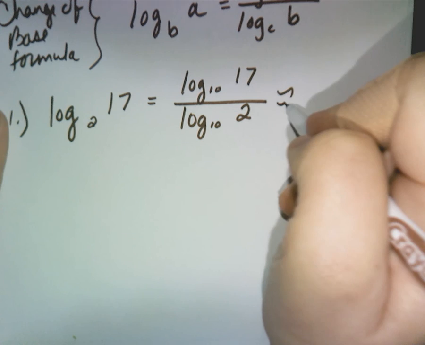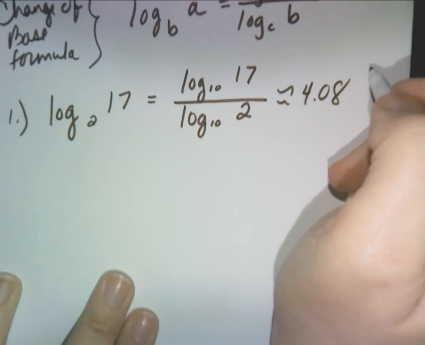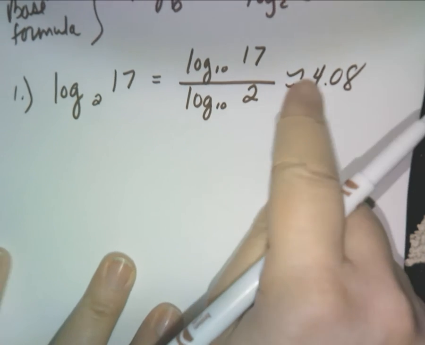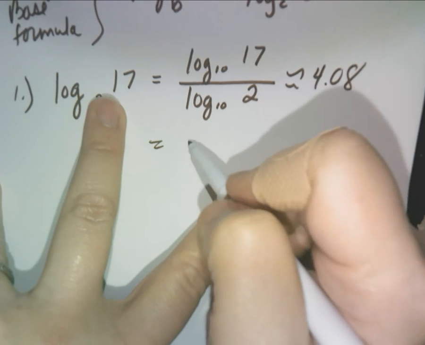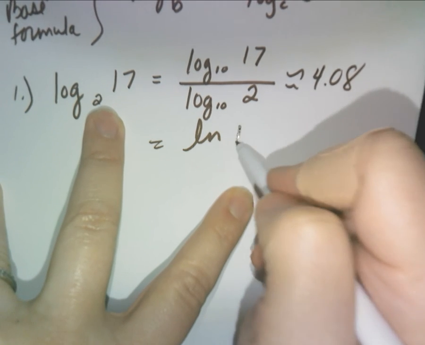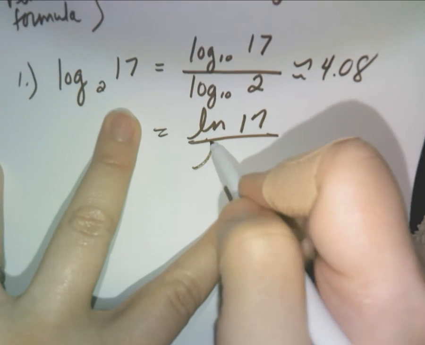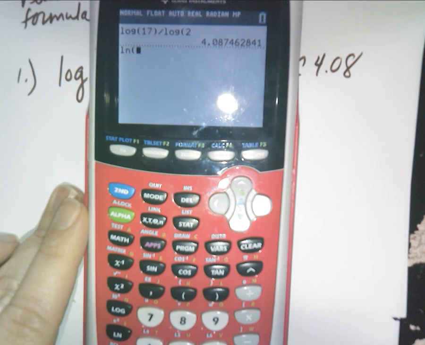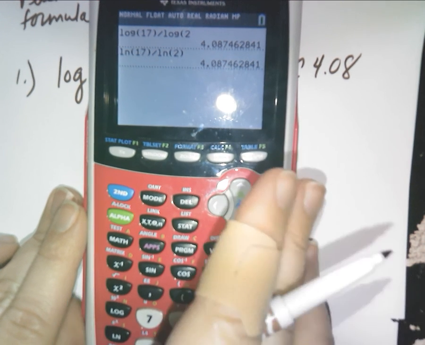Why don't you just cross out the log 10s? They don't cross out. They have to be the same log. Let me show you something else. You could have actually done ln. Why can you do ln? They're the same thing, because it's base e. So you could have chosen ln of 17 divided by ln of 2. Same answer.